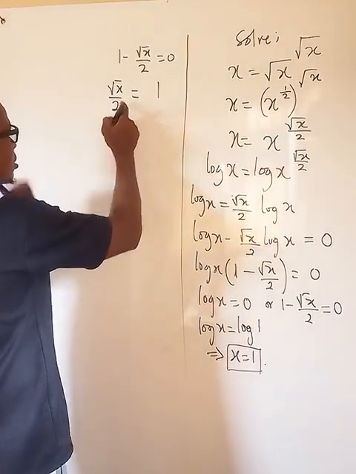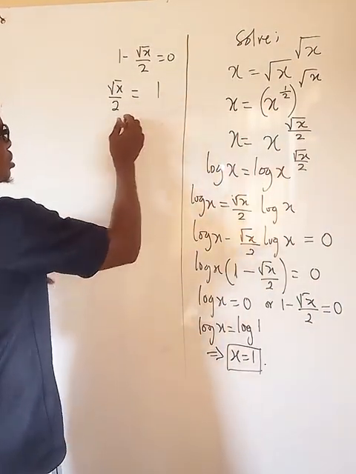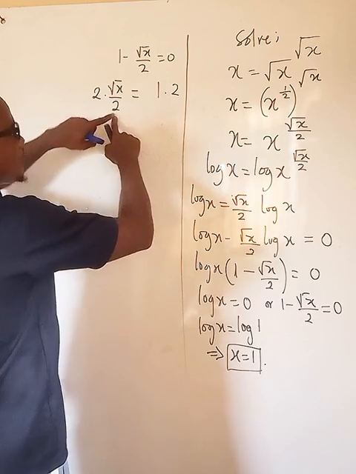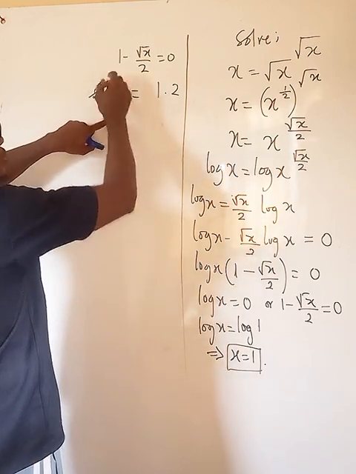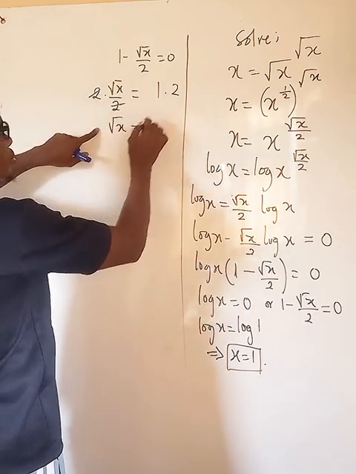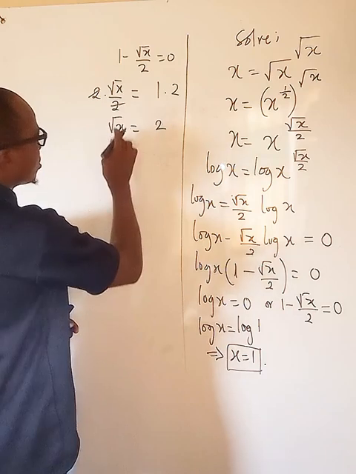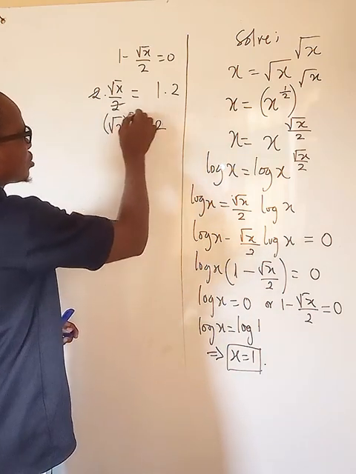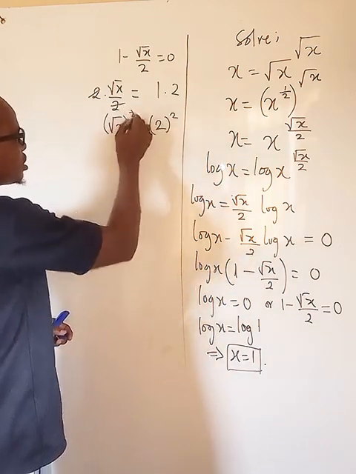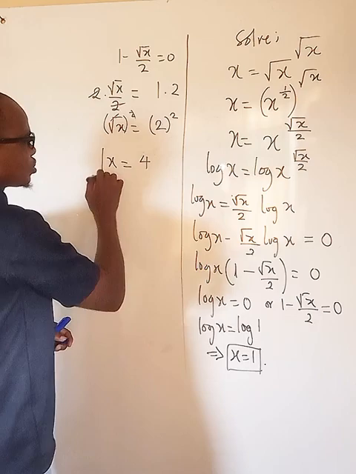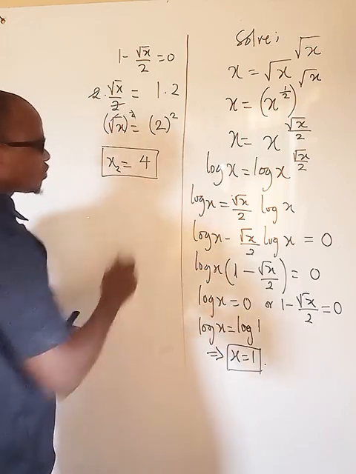From here, let's try to multiply both sides by 2, because we want to clear this fraction. This cancels this, and we have root x equals 1 times 2, which is 2. All right, so from there we square both sides. This cancels this, and we have x equals 2 raised to power 2, which is 4. We have another solution to be 4.